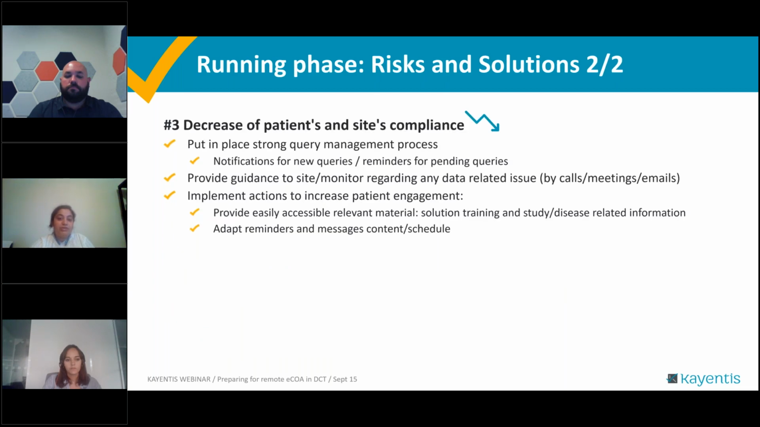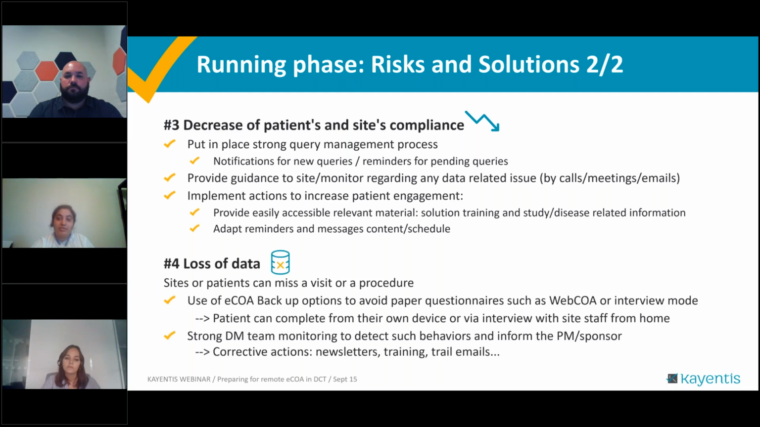Our next challenge is patient and site compliance to the study. Compliance is very important for the success of the trial. However, it is also a commonly observed hurdle. So what can be done to achieve maximum compliance? We can have a strong query management process in place. We can provide guidance to the site or the monitors regarding any data-related issue they can face. We can put up some alarms or alerts as reminders of the schedule.